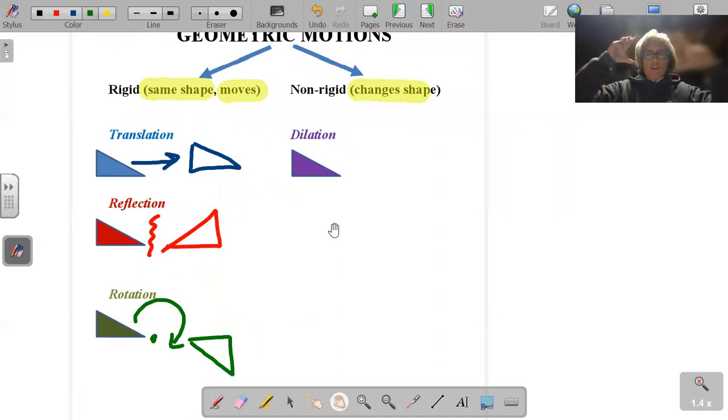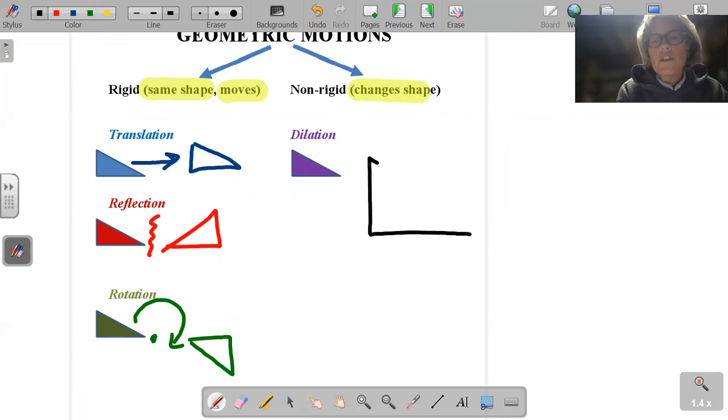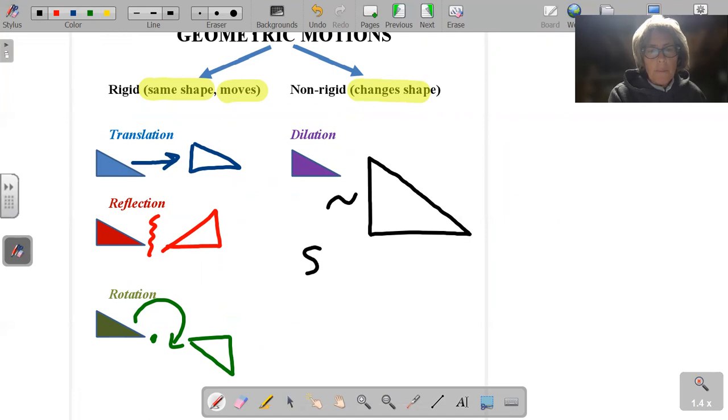Dilation means to change in size, larger or smaller, enlarge or shrink, reduce. So a dilation is the only one in which the shape itself actually changes. And dilation is where we get similar shapes. Same shape, different size.